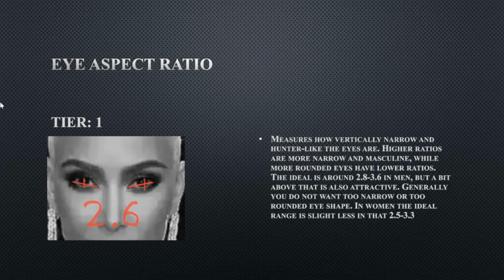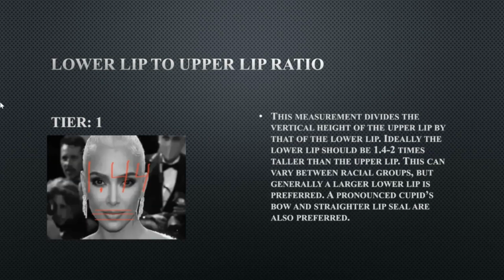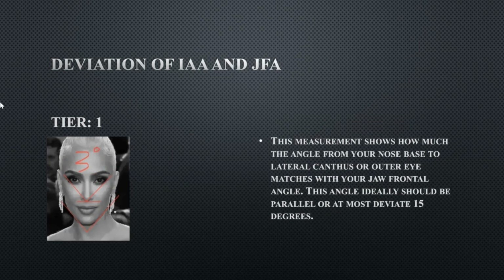Her eye aspect ratio is a tier 1 at 2.6, and 2.6 is within the ideal range for a female, so this is perfect. Her lower lip to upper lip ratio is a tier 1 at 1.44, so her upper lip is smaller than her lower lip, and that is perfect. It is at the lower end of it, but nevertheless, that's good.